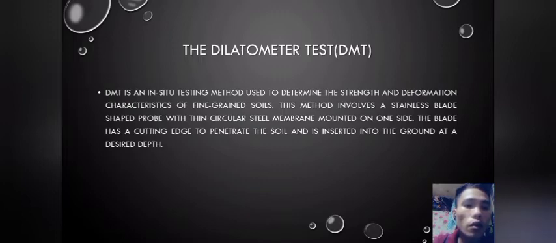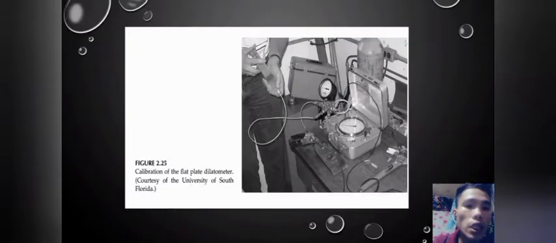So let's see the figure 2.25. This is a calibration for flat plate dilatometer. So liquid or gas is used so that there is pressure.